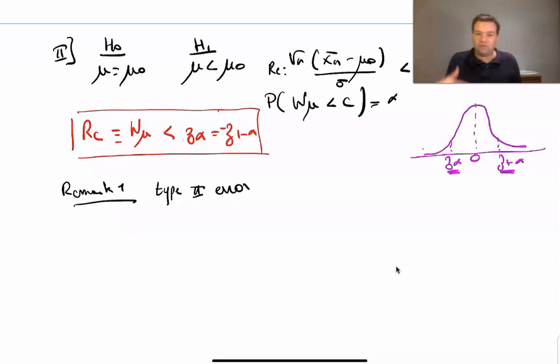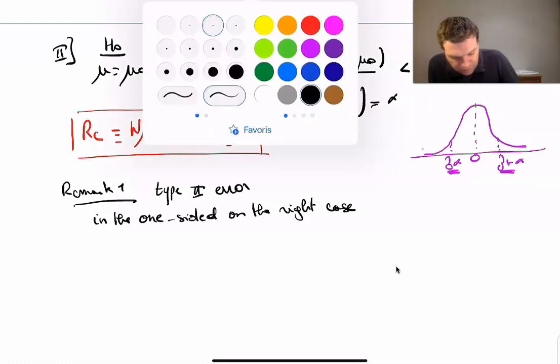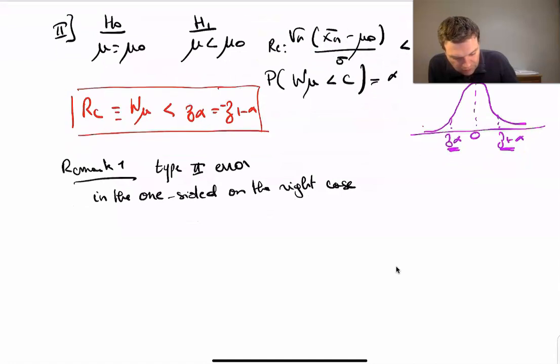And if we talk about the type 2 error, you know that we also talk about the power of the test. And let's see the one-sided case on the right, but similarly we could compute the one-sided on the left case. Thus, in the one-sided on the right case, here is my reminder about how it works.